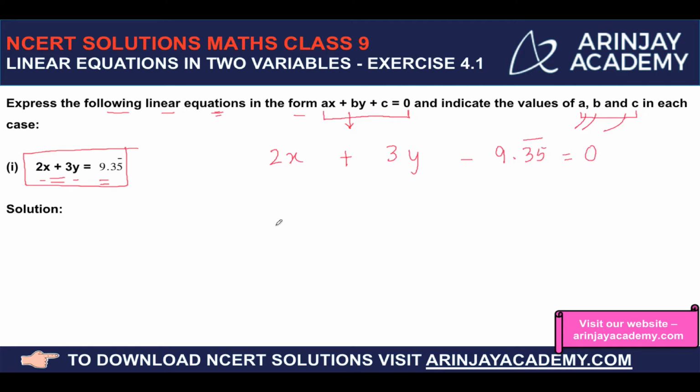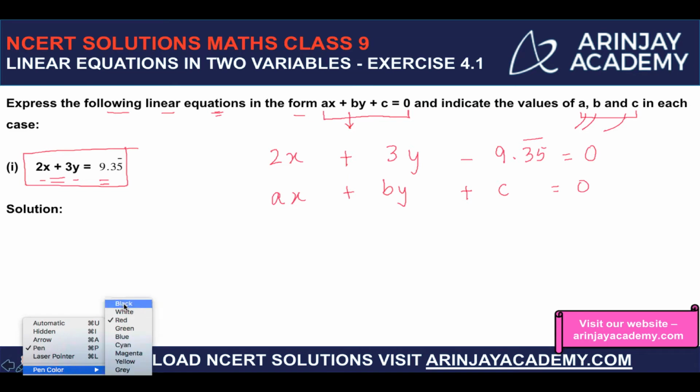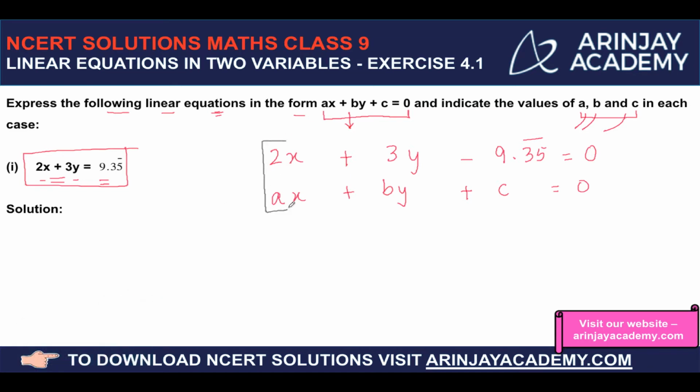Now when you compare this with the standard form of a linear equation in two variables, what is the standard form that you have? It is ax plus by plus c is equal to 0. Now here, if I just compare the values, let me change the color of the pen. For a, the value is equal to 2. For b, on comparison, we get the value as equal to 3.